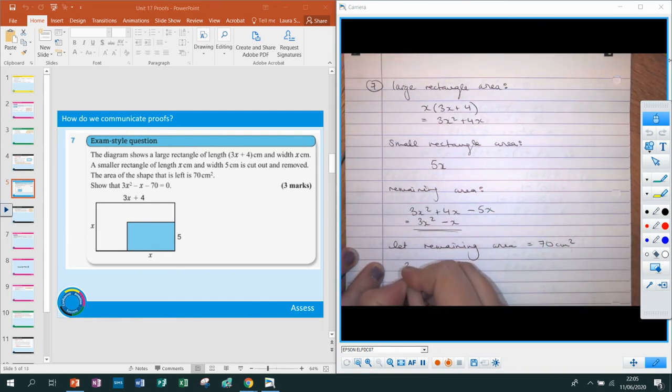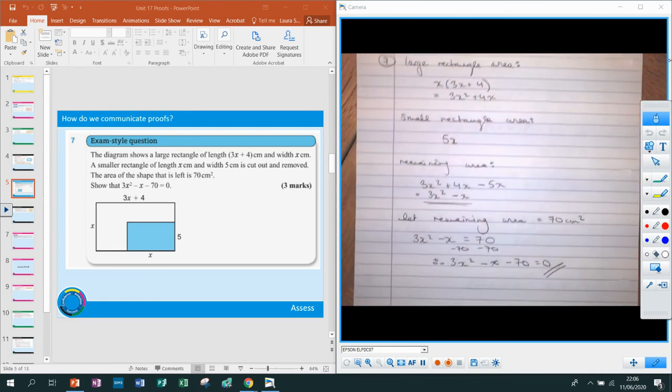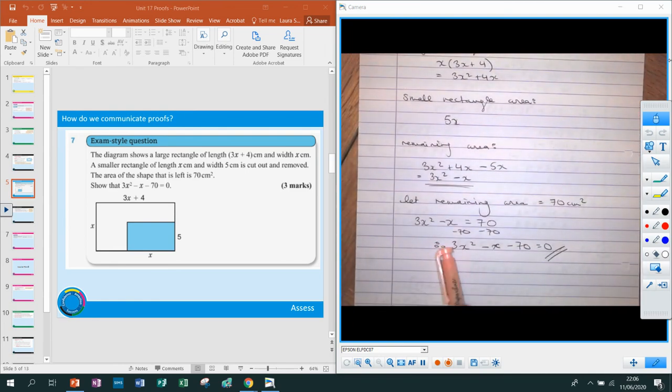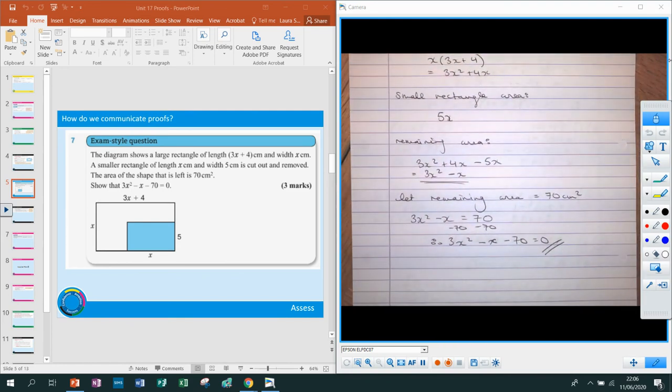So that means that 3x squared minus x will be equal to 70, and therefore, if we take away 70 from both sides, we get 3x squared minus x minus 70 is equal to 0. And that's exactly what they wanted you to show. Now I've put a therefore in front of that. That's what that means. And I said I'm finished, so that would be enough for showing this particular answer.